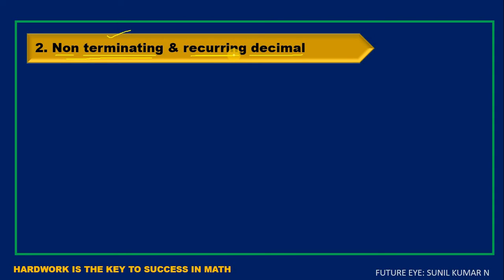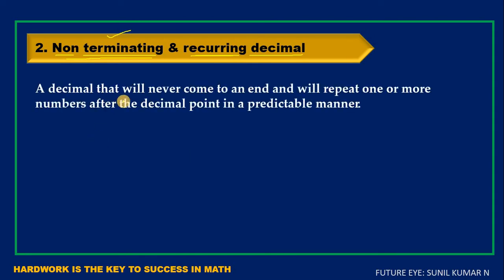So let us understand its definition first children. A decimal that will never come to an end. See, this is very important. If it comes to an end, it is a terminating decimal. If it will not come to an end, that is non-terminating. And later on we have to check whether it is a recurring decimal or not. And will repeat, this word is also important, will repeat one or more numbers after the decimal point in a predictable manner. So predictable means we can easily guess whether the number will repeat or not after the decimal point.